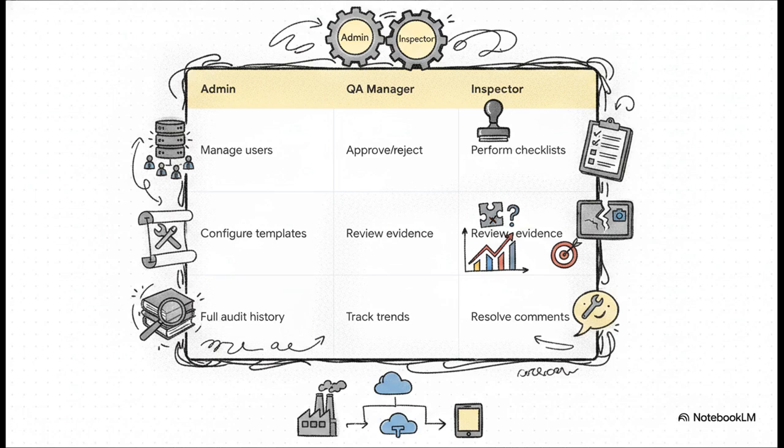Then, the QA manager sits right at the operational hub. They're the ones approving or rejecting inspections, reviewing defect evidence, and tracking trends. And finally, the inspector on the ground. Their interface is super streamlined so they can just efficiently perform checklists, capture evidence, and resolve comments without missing a beat.